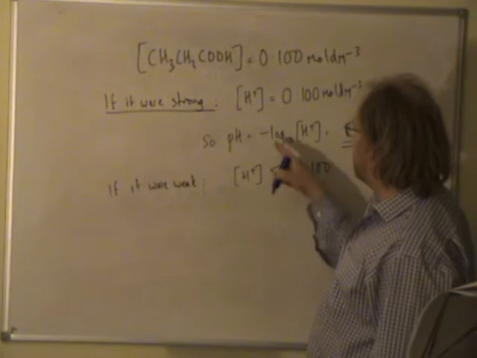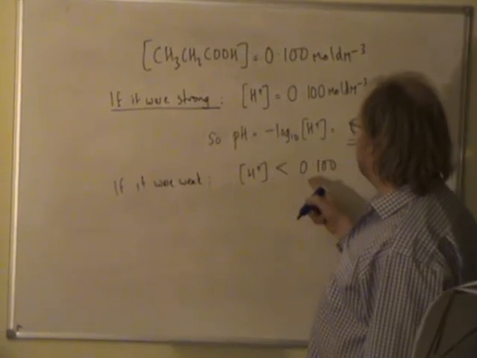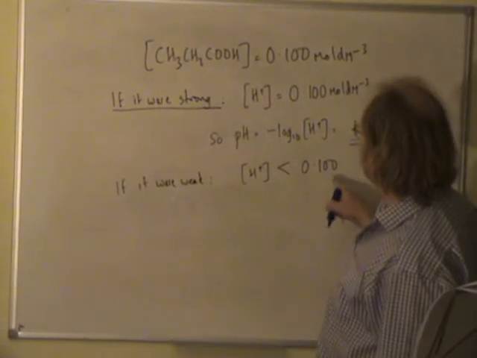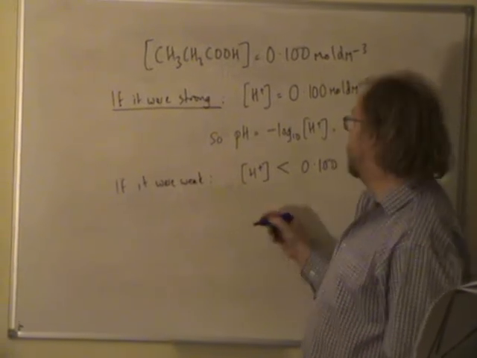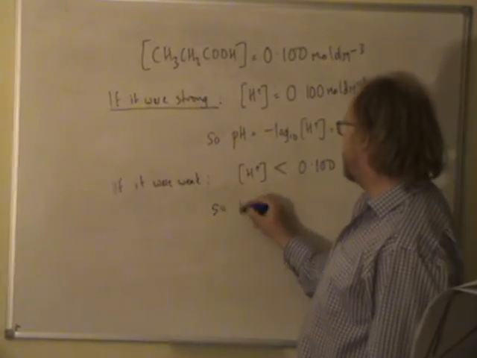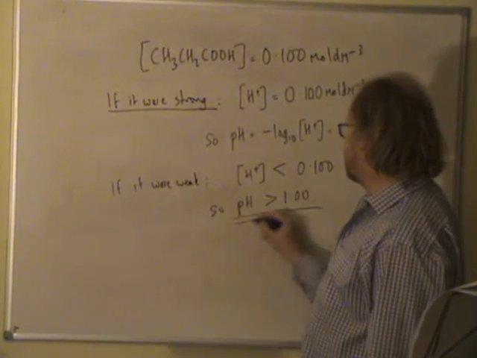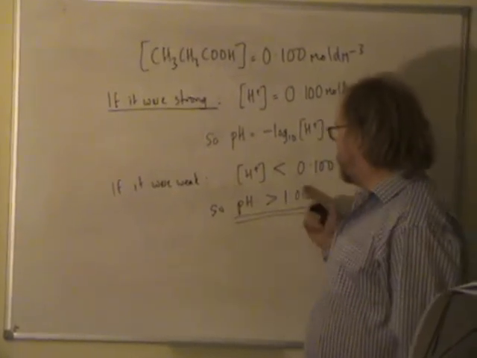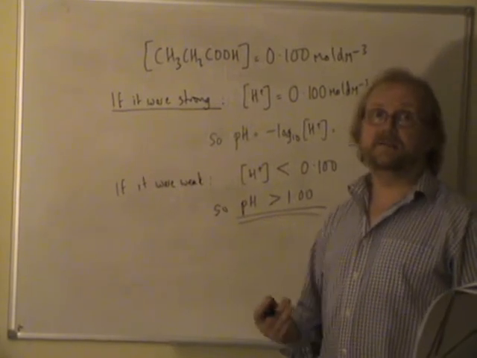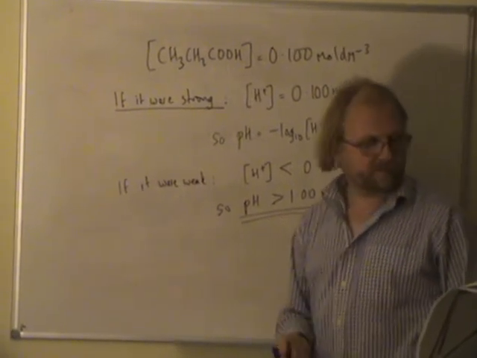And if you take minus log to the base 10 of a value that's less than 0.1, you get a value that's bigger than 1. So pH would be greater than 1.00. And so you just measure the pH for that solution, and if you get a value that's bigger than 1, that proves it's a weak acid.